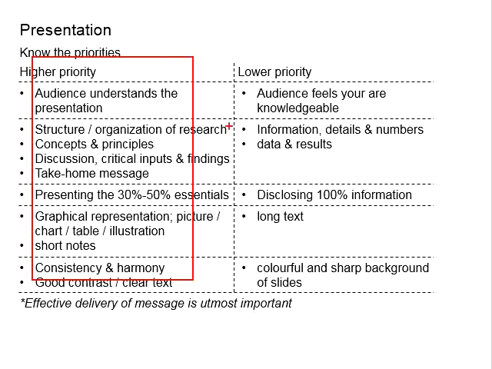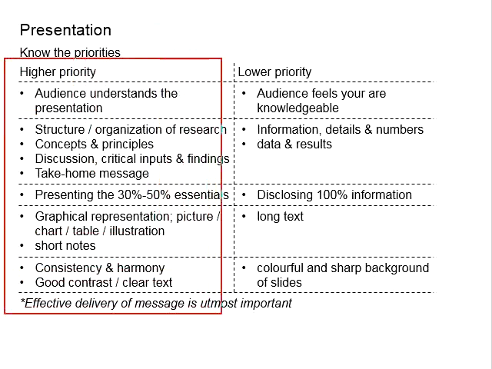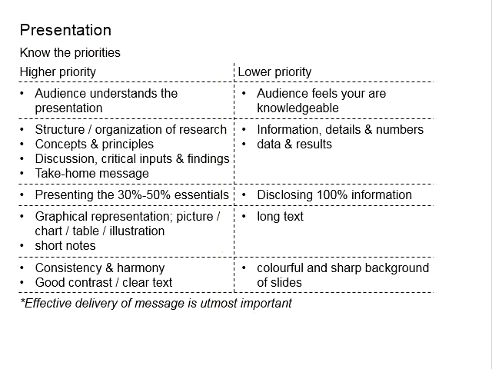We have two columns here. The first column represents those with higher priority, and the second column is the lower priority. You need to position yourself covering all those that are high priority, trying to avoid those which are not really important.